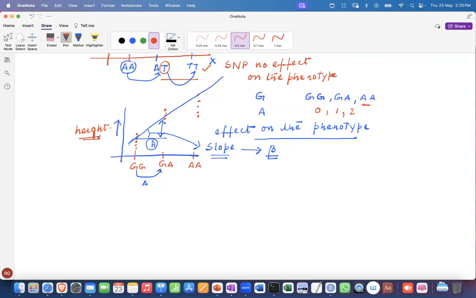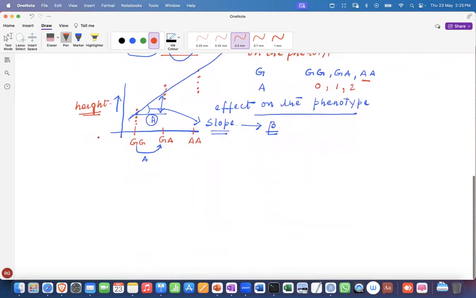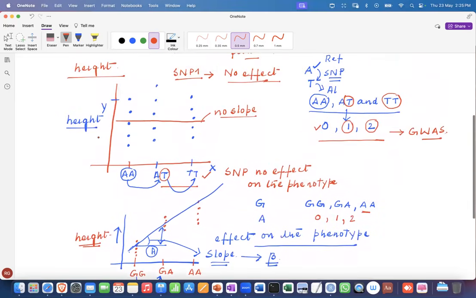Yes, sir, I have a doubt. Yeah, can you come close to this computer and ask me? Sir, on what basis you are drawing this line? Like in the first case, you drew a straight line, and here you... Okay. Good question.